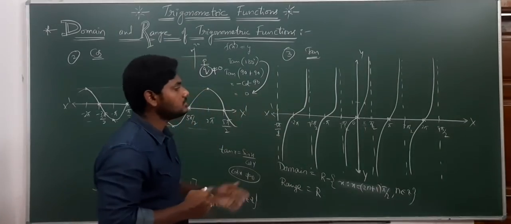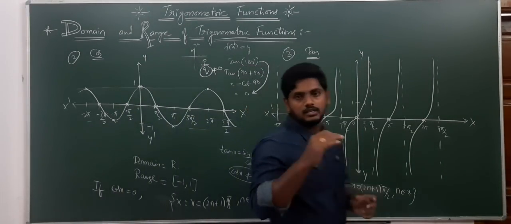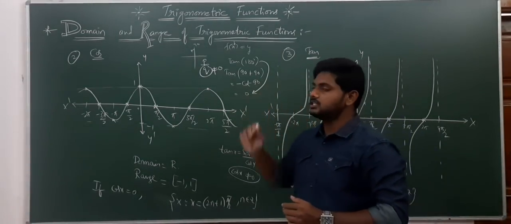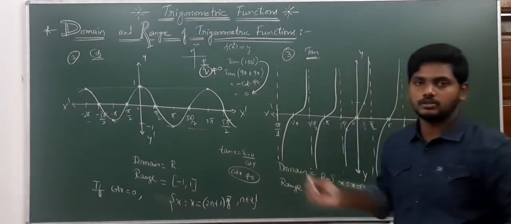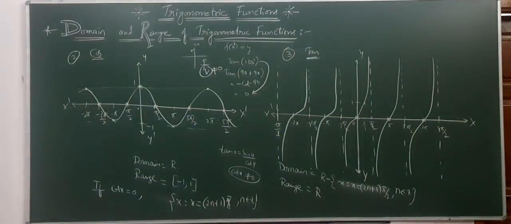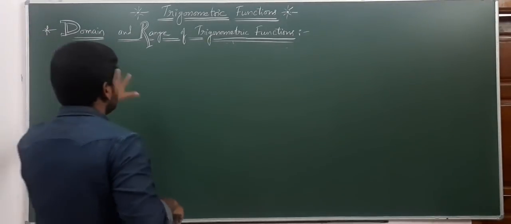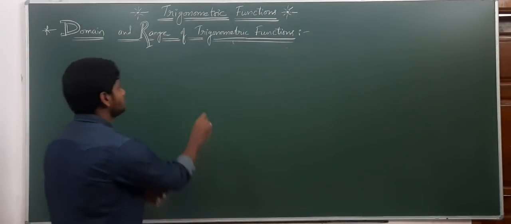This is about sin, cos, tan. In the next class, nothing but in a further session, we will discuss the remaining cot, cosecant and secant graphs. So before that, pause the video and note it down. Now I will draw a tabular form of domain and range of all 6 trigonometric functions, so you can remember very easily.